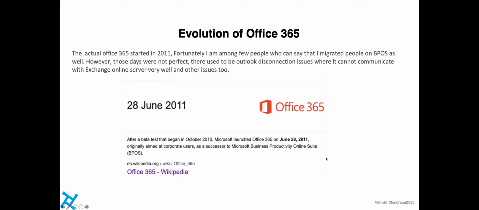So on 28th June 2011, after the beta test that began in October 2010, Microsoft launched Office 365, originally aimed at corporate users as a successor of BPOS, or Microsoft Business Productivity Online Suite.